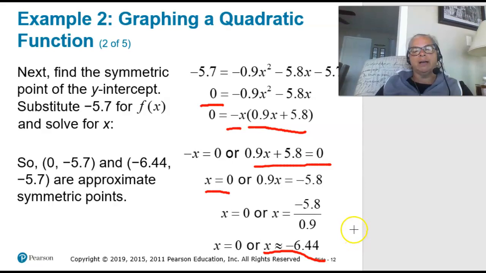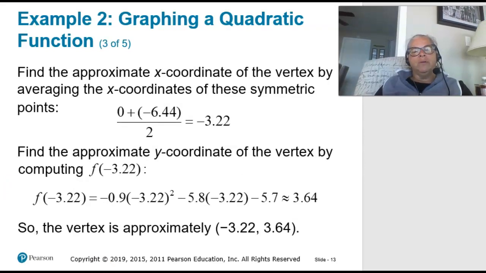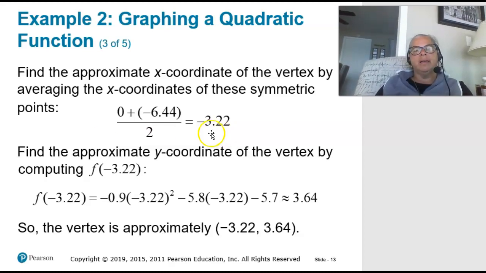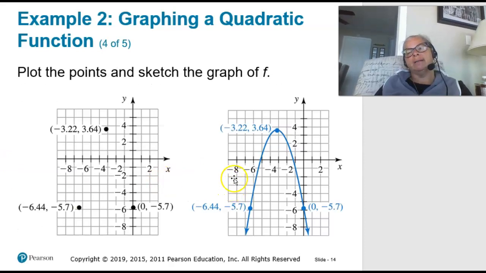So we know the two x values are 0 and -6.44. Now, if we add those two together and divide by 2, we will find the middle point. -3.22 is the x value of the vertex. When we look at that, we complete the function by substituting in -3.22, and we find the y value is 3.56.